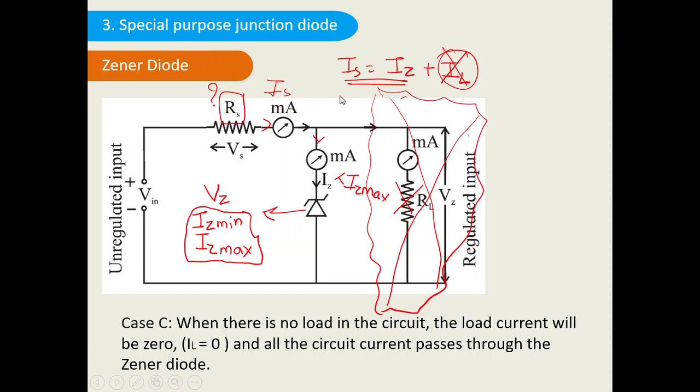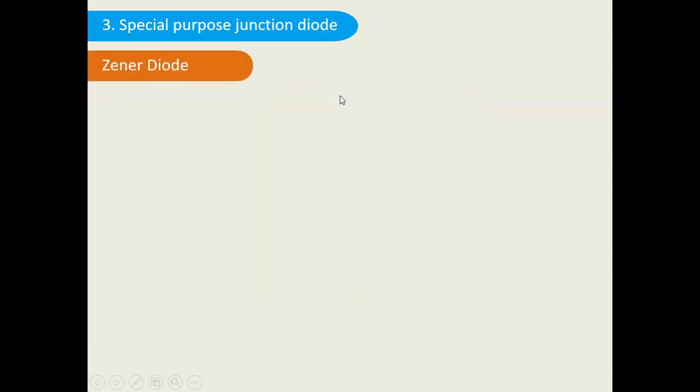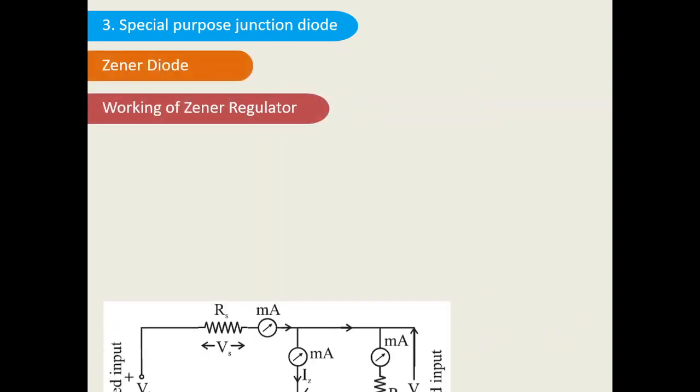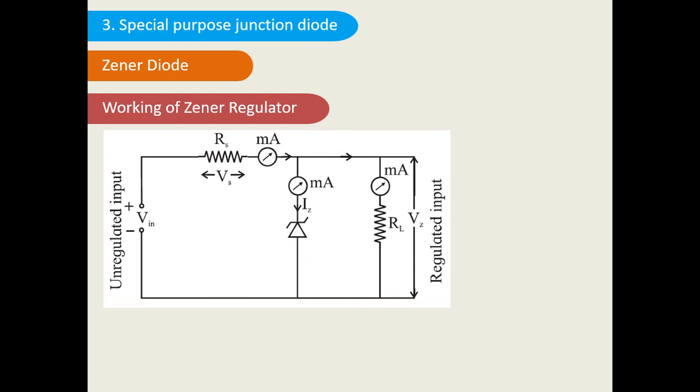So let us move to the working of the Zener diode. So what is the working of the Zener diode? Again, the same cases we are going to see, but we will see them with respect to some equations. So case A: if the input voltage increases.